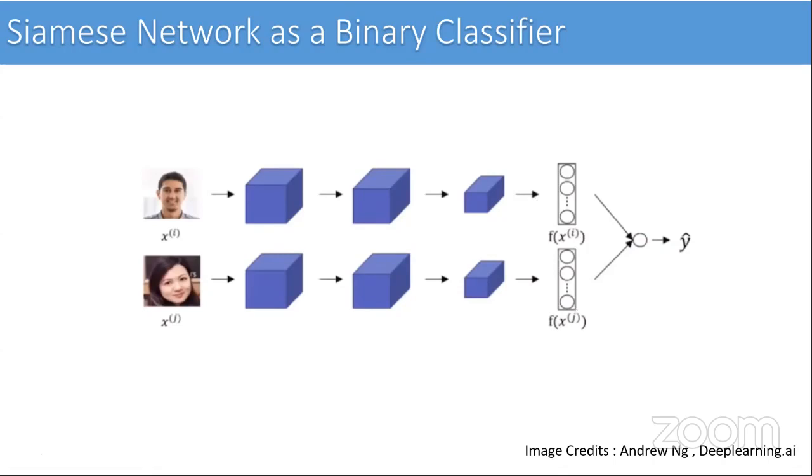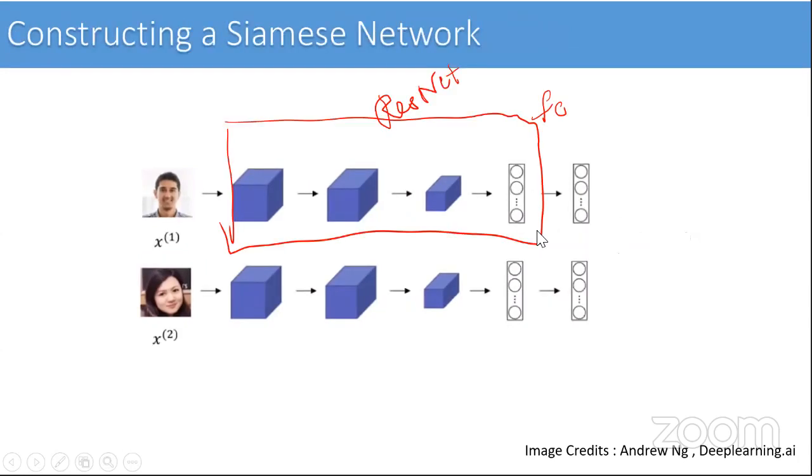If your Siamese network is well trained, we expect that f of x1 and f of x2 will be placed far away in that feature space, because x1 and x2 are different persons. If they corresponded to the same person, then we expect f of x1 and f of x2 to be placed closer in the feature space, right? So this is the idea.